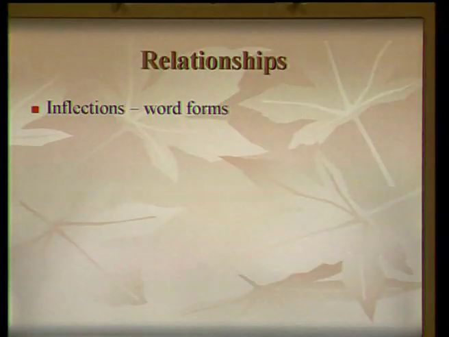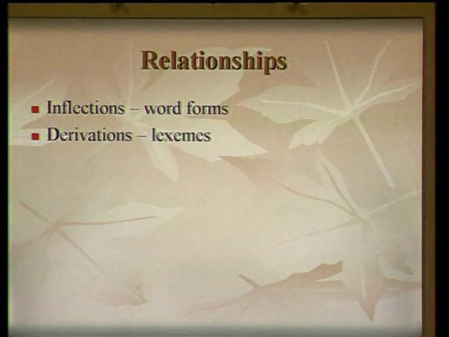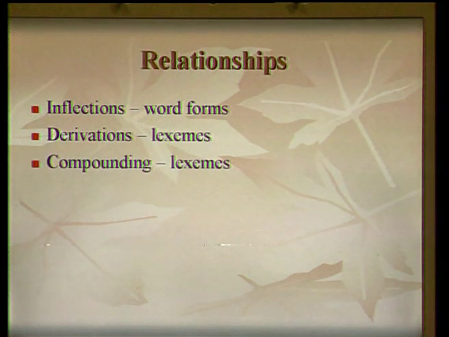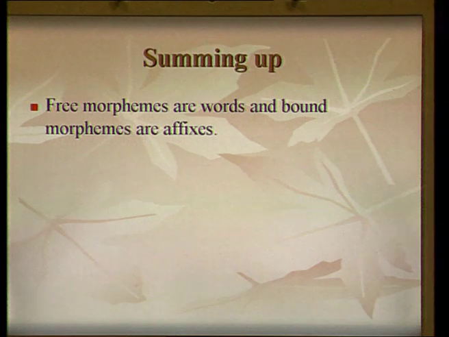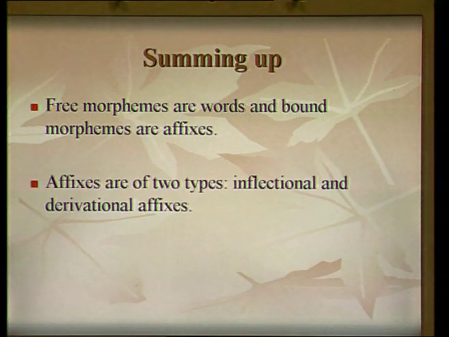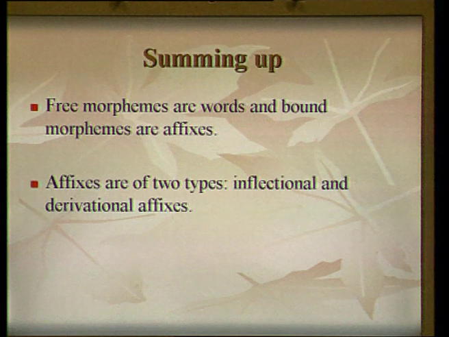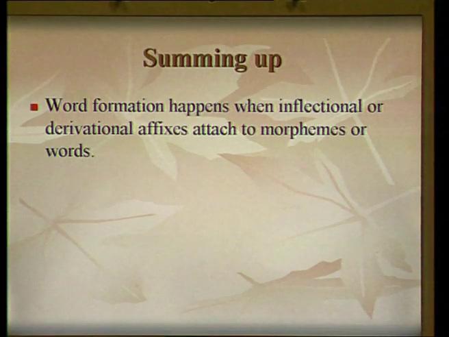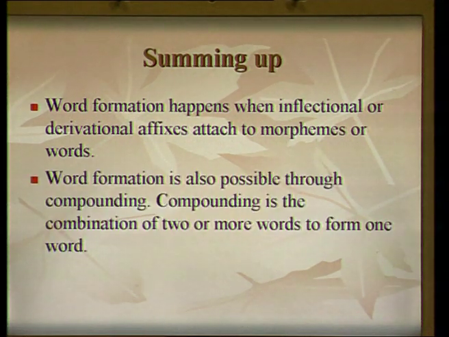Let us now look at the relationships between the different processes. Inflections form word forms. Derivations form lexemes. Compounding also forms lexemes. Free morphemes are words and bound morphemes are affixes. Affixes are of two types, inflectional and derivational affixes. Word formation happens when inflectional or derivational affixes attach to morphemes or words. Word formation is also possible through compounding. Compounding is the combination of two or more words to form one word.